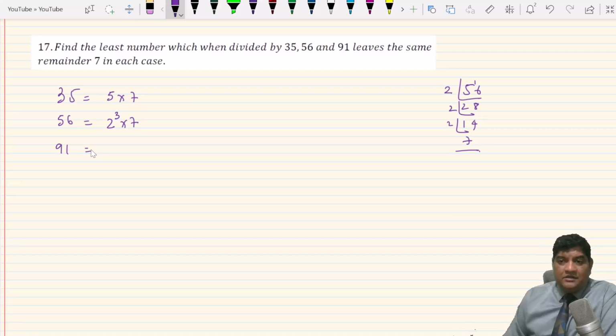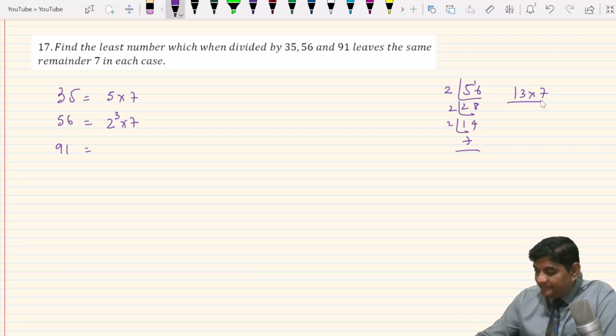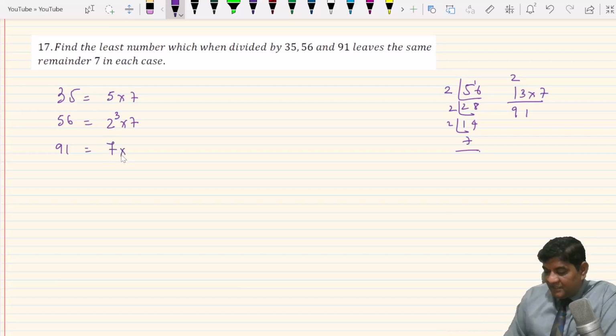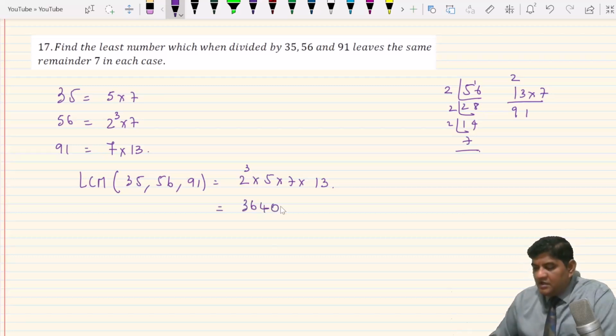91 is a multiple of 13 and 7. 7 13s are 91. So this is going to be 7 multiplied with 13. So the LCM of 35, 56 and 91 is simply equal to 2 cube into 5 into 7 into 13. What are the highest powers? Power of 2 is 3, power of 5 is 1, power of 7 is 1, power of 13 is also 1.